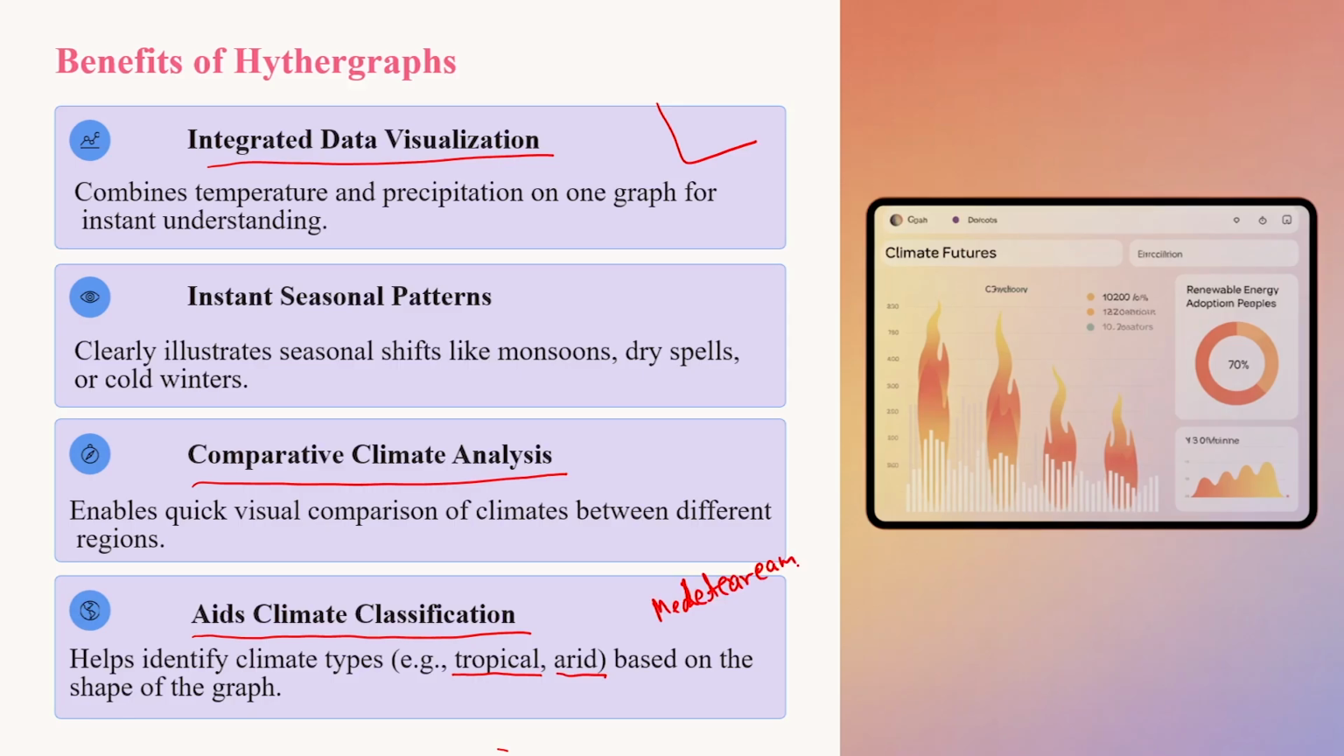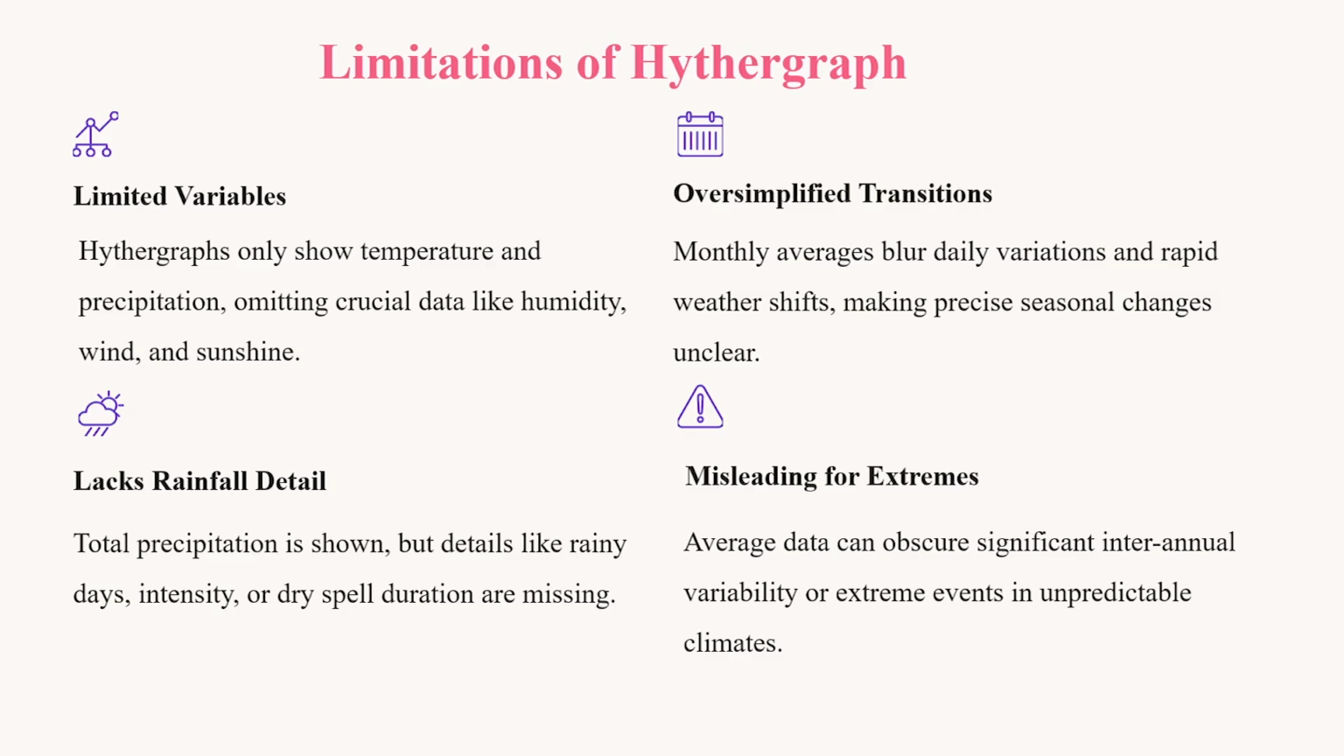like this. But the Hyther graph not only has benefits, it also has certain limitations. So, now we are going to learn what its limitations are. The first limitation is limited variables. As you know, the Hyther graph has only two variables, rainfall and temperature. Other than temperature and rainfall, we do not consider other weather elements like humidity and wind speed in the Hyther graph. So, this is the first limitation.